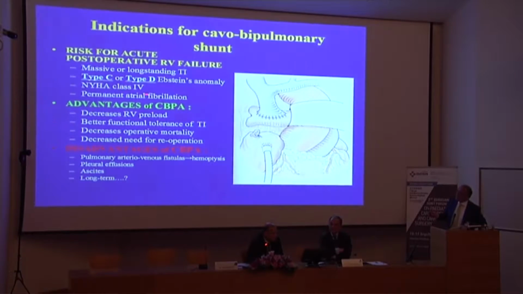Now, regarding the indication, Chauvaud proposed that in all cases of massive or long-standing tricuspid insufficiency, in all cases of type C and type B Ebstein's anomaly, in all cases of New York Heart Association class 4, and in all cases of permanent atrial fibrillation, the surgeon has to associate the surgical treatment of Ebstein's, the tricuspid valve repair, with a Glenn anastomosis.